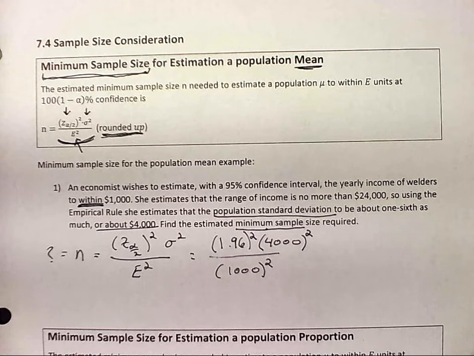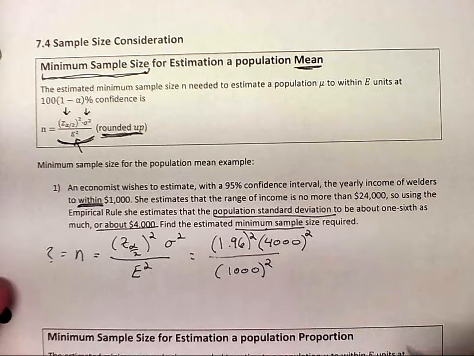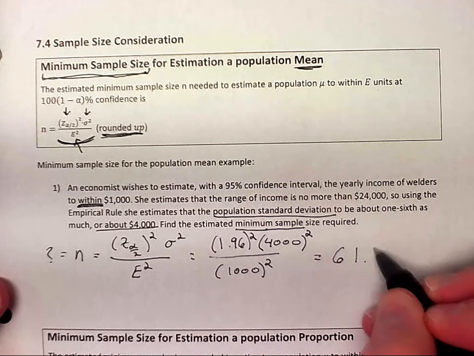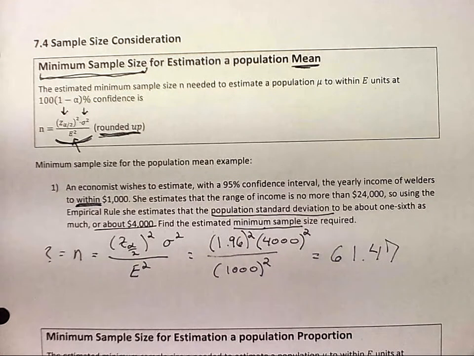It's just plugging in those values. Any questions about how to identify any of those values? I'll spare you guys the arithmetic. Comes out to 61.47.